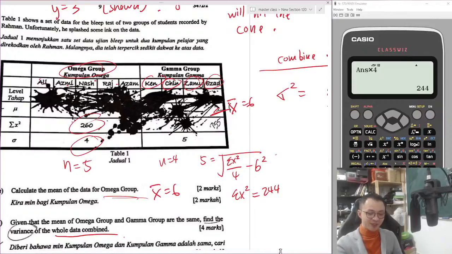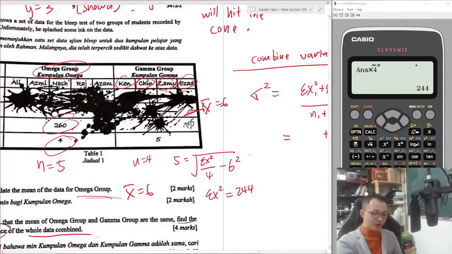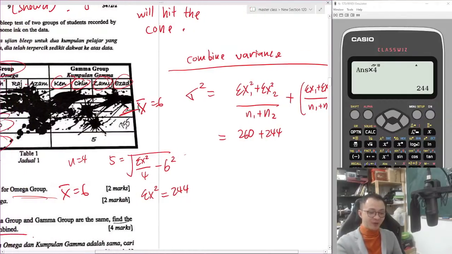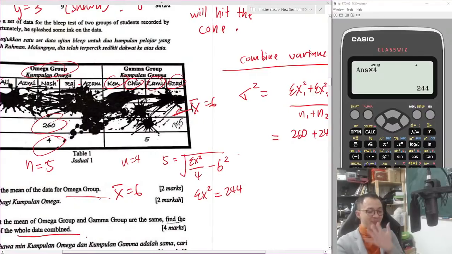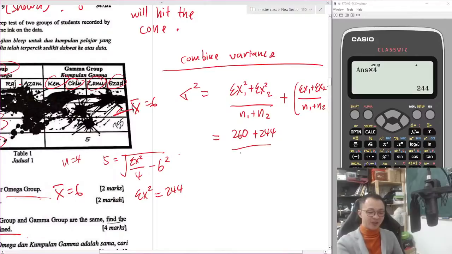Nice. Then we just substitute the data I already have. One is 244. The first one is 260, isn't it? Divided by both of the n. The omega group has 5 people, so n is 5, and the gamma group is 4 people, so n is 4. So it's 5 plus 4.